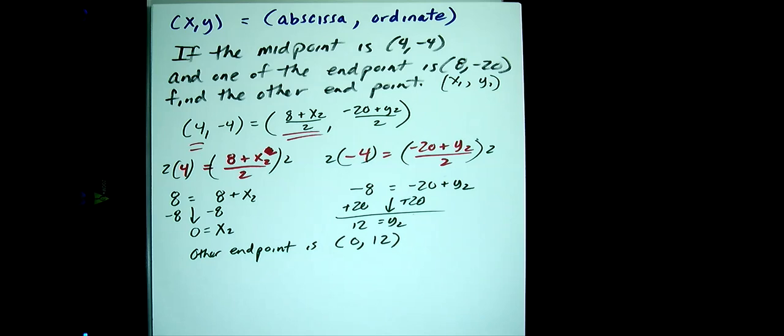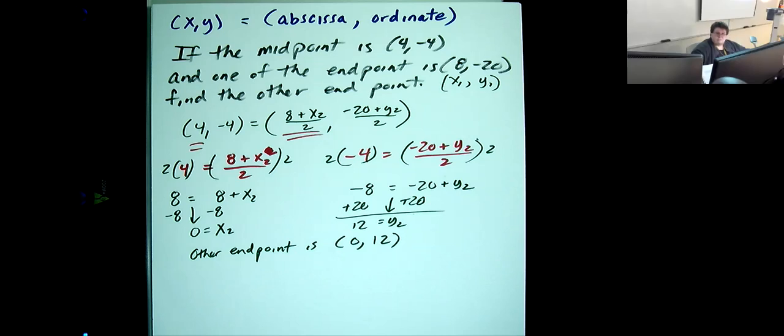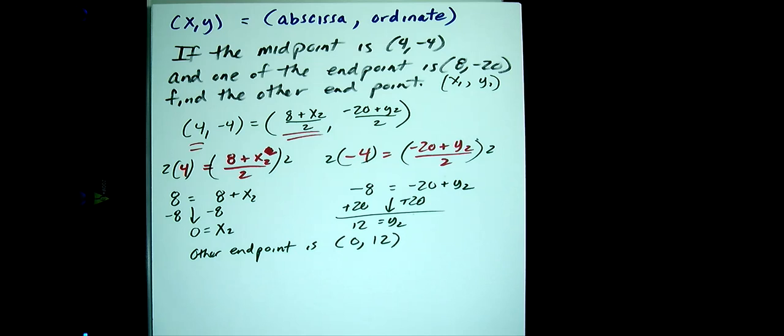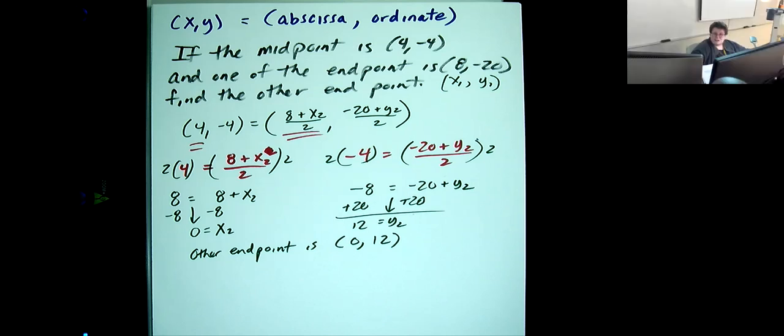To get from 4 to 8, you go right 4. And to get from -4 to -20, you go down 16. And so you just do the opposite from the midpoint. So you go left 4 and up 16. Okay. That's not always easy. In this case, it was easy because there are whole numbers.